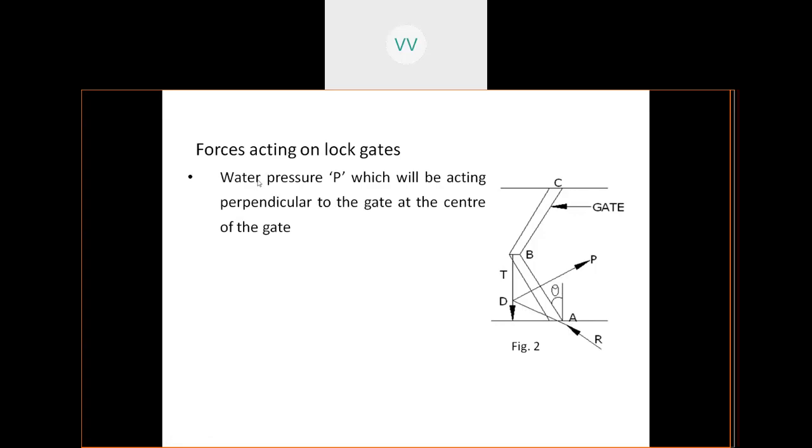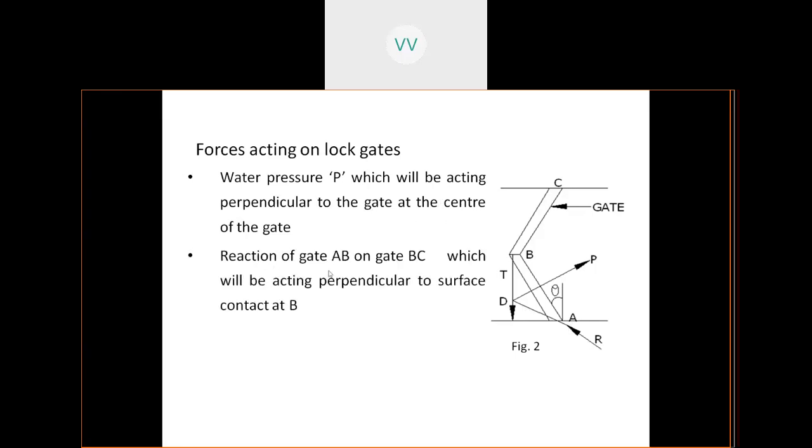So water pressure capital P is going to act perpendicular to the gate at the center of the gate. Then the reaction of the gate AB on the gate BC will be acting perpendicular to the surface of contact at B. Then hinge reactions capital R will be acting in the reverse direction. So when it comes to the triangle law of forces, this is from left to right, and this is also from top to bottom. So this is in the negative direction.